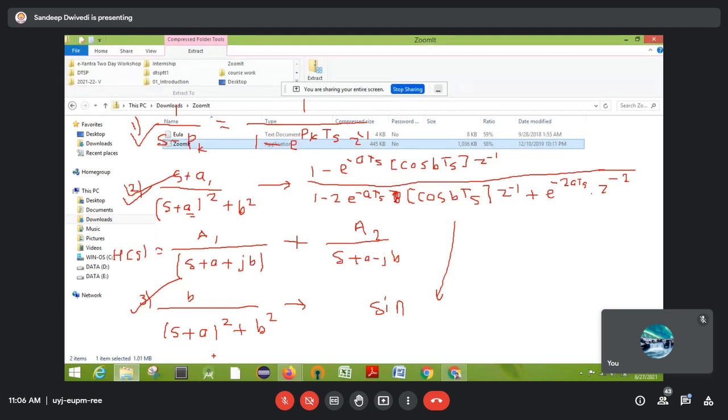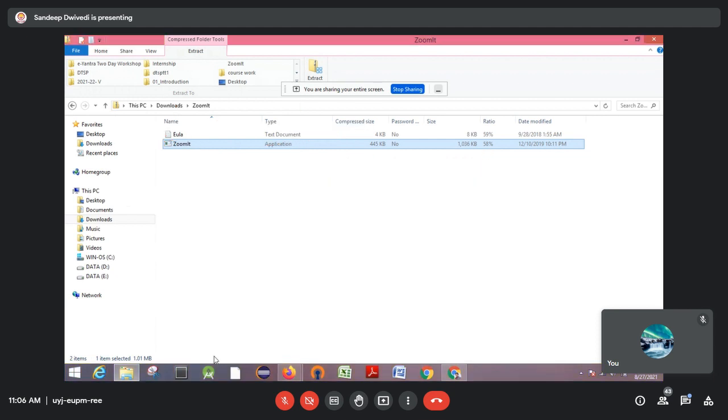So its Z transform will be quite lengthy. Okay, so you can do that modification and you can try to write that.